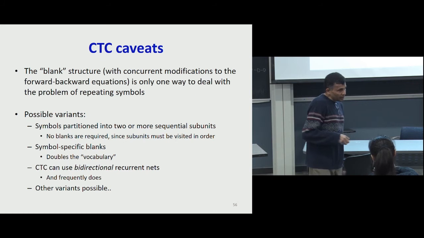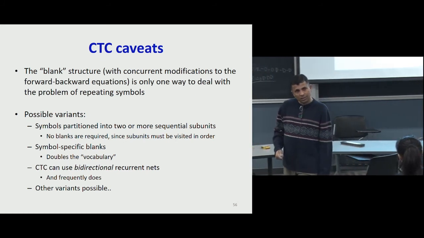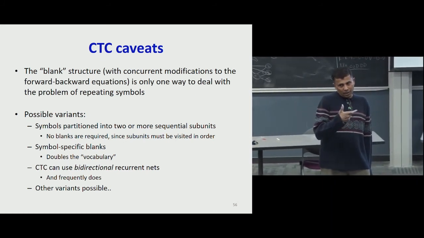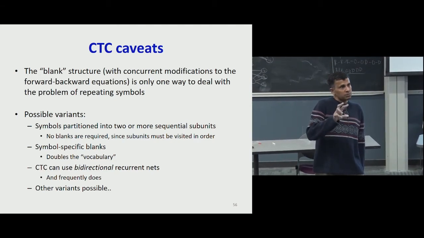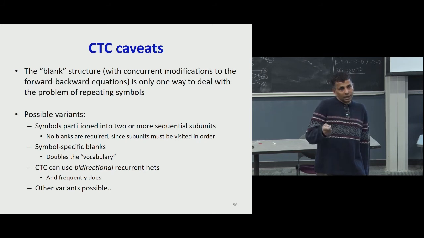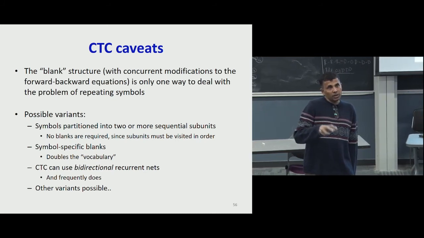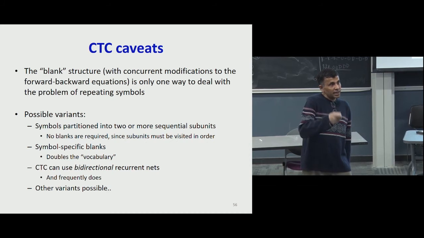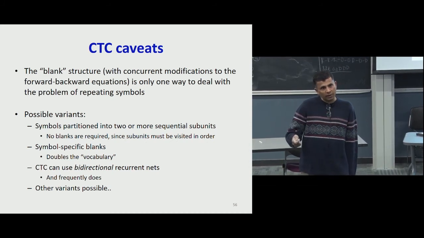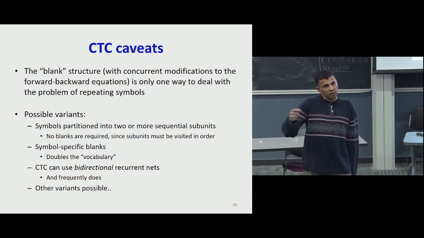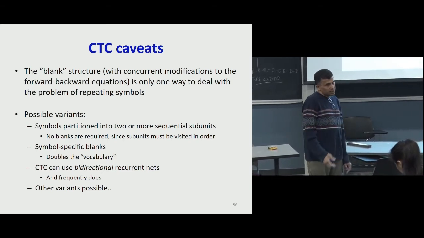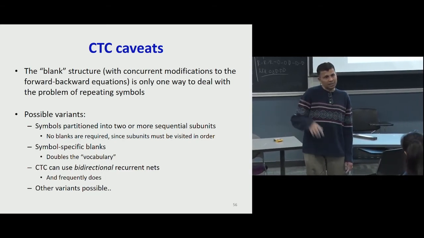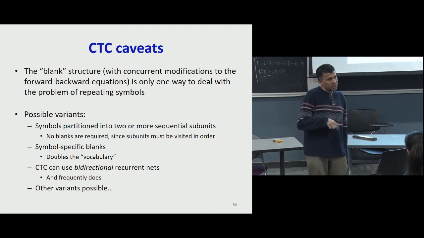But for example, if you have symbols that are partitioned into subunits, there's no need for a blank. If I'm repeating the phoneme R, but each phoneme is split into two, the first half of R and the second half of R, then if I want to repeat an R, the second half of R is going to be followed by the first half of R. If it's just a repetition of the S2, then it's just the extension of the first instance of the phoneme. You can also have symbol-specific blanks. If I'm extending an S, I have a different blank than if I'm extending a T.